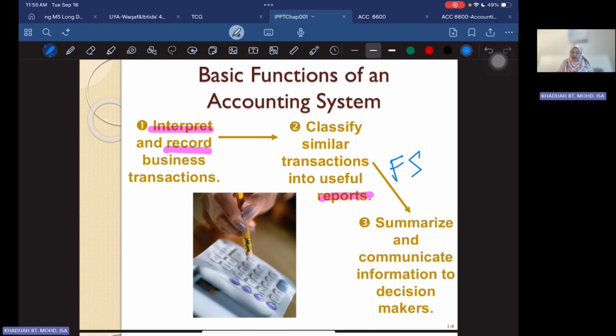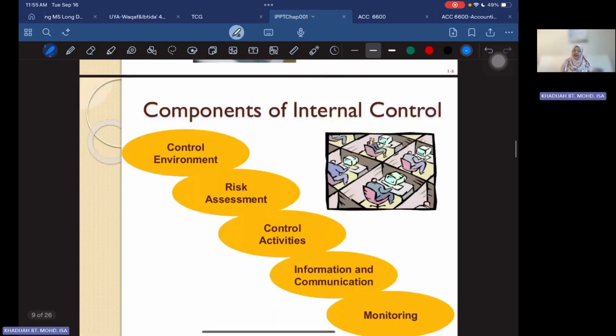You're going to summarize that into financial statements and then communicate information to decision makers. So how do you communicate? In the form of reports, and then you're going to provide that information to the decision makers. All right.